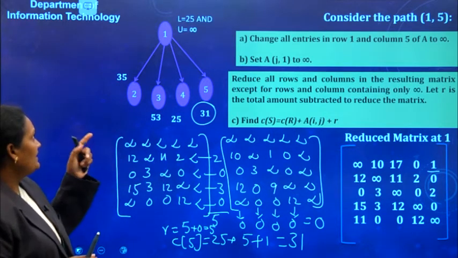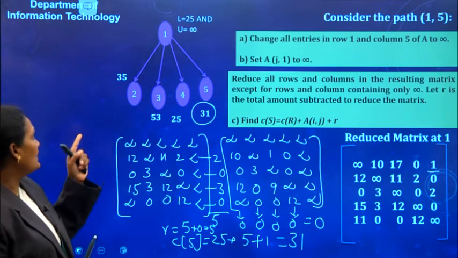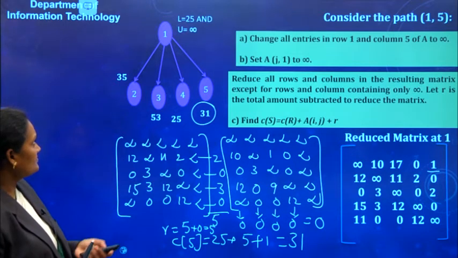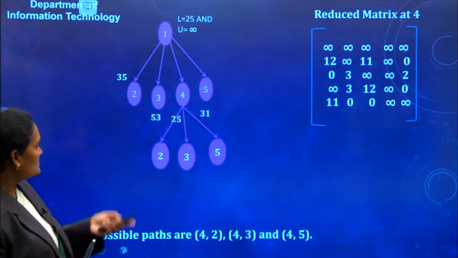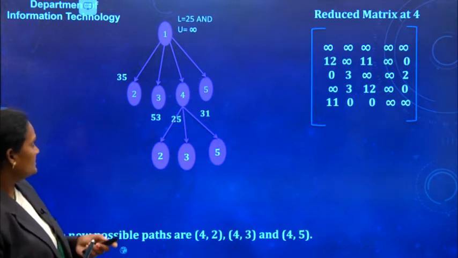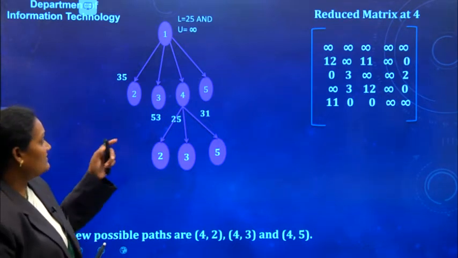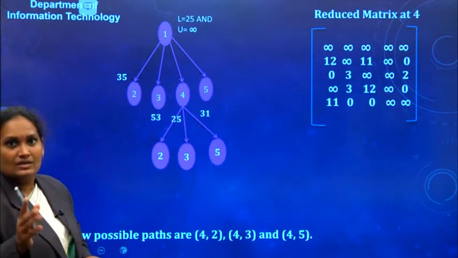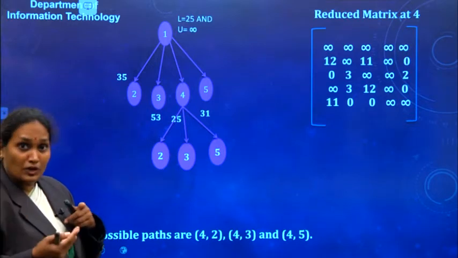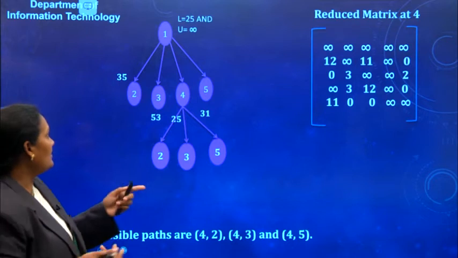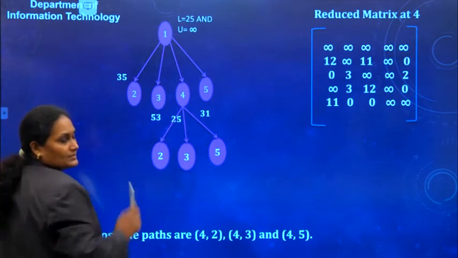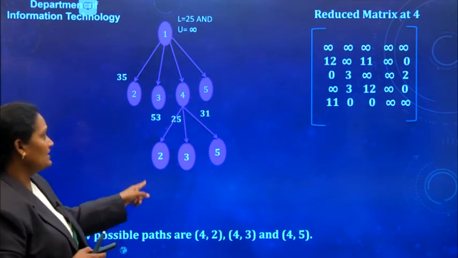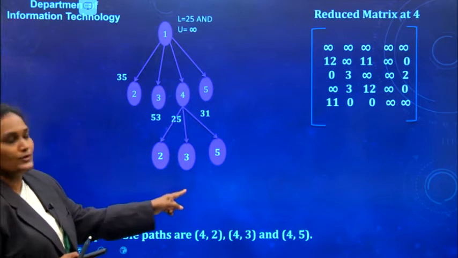So let us see. Here I found the cost of 1 2, 1 3, 1 4 and 1 5. Out of all these values, which is minimum? 25 is minimum. So the next vertex that the salesperson is visiting is 4. So from 4, where does he have to move? The remaining alternatives are 2, 3, 5. So we need to find the cost of traveling 4 to 2, 4 to 3 and 4 to 5.